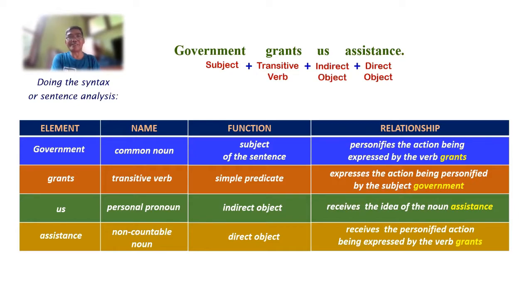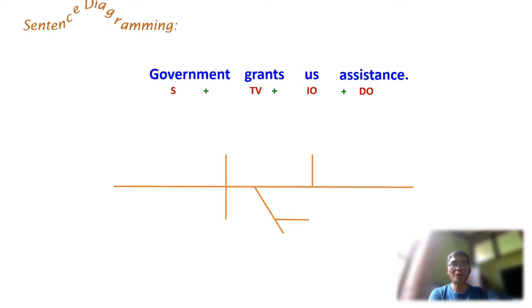Government grants us assistance. This time we are going to diagram the same sentence, Government grants us assistance, following the same pattern, subject plus transitive verb plus indirect object plus direct object. Okay, this is the horizontal line for the base sentence. This is the vertical line to separate the simple subject from the simple predicate or the transitive verb. This short vertical line has to separate the transitive verb from its direct object, and this short horizontal line is for the indirect object of the transitive verb.